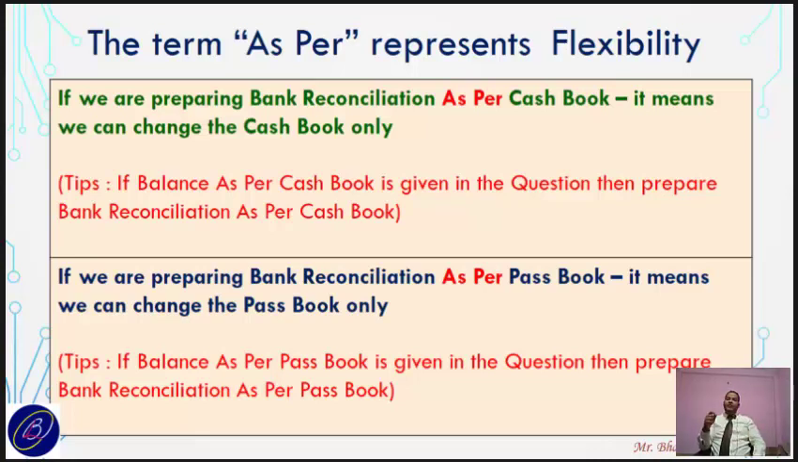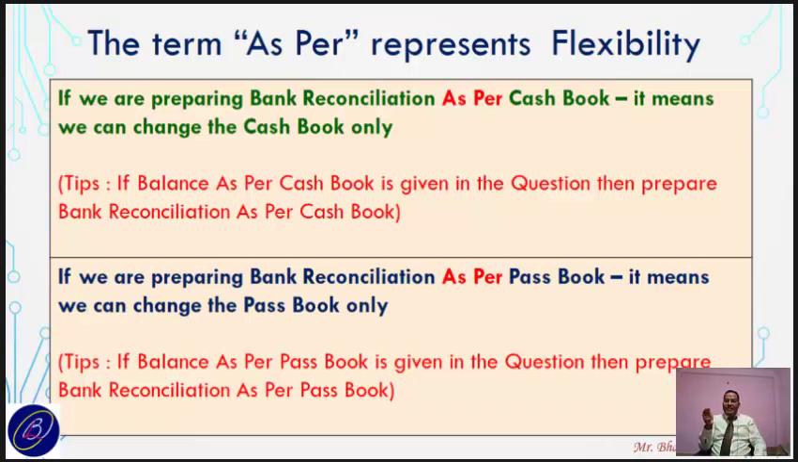Now same thing, if you are preparing the bank reconciliation statement as per passbook, what does it mean? It means that the passbook balance will be changed. It means that the passbook you can make flexible. You can change it and you have to make it equal with the cash book. But the cash book will remain static. It will remain unchanged. Clear to everyone?